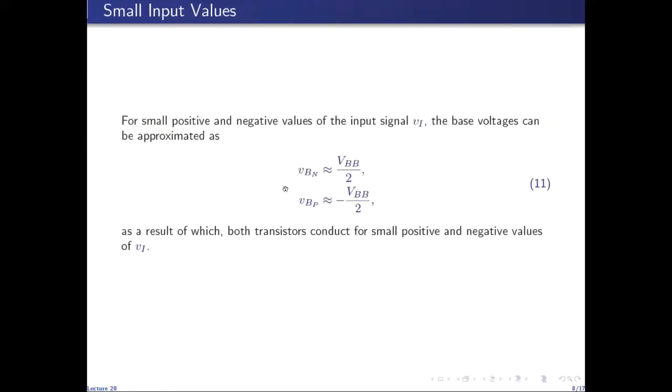So for small values of VI, let's assume that VI is positive and very small. At the moment it becomes positive, and before the change in conduction of QN or QP, VL is still 0. So the base voltage, which is strictly speaking equal to VI plus VBB by 2, is equal to the base emitter voltage of QN. So since VI is really small, we can assume that VB, the voltage at the base of QN, which is equal to the base emitter voltage of QN, is equal to VBB by 2.